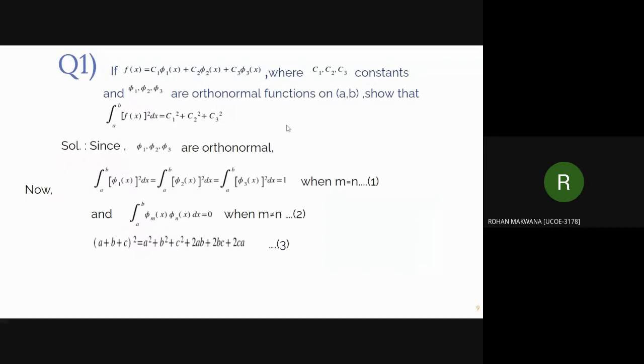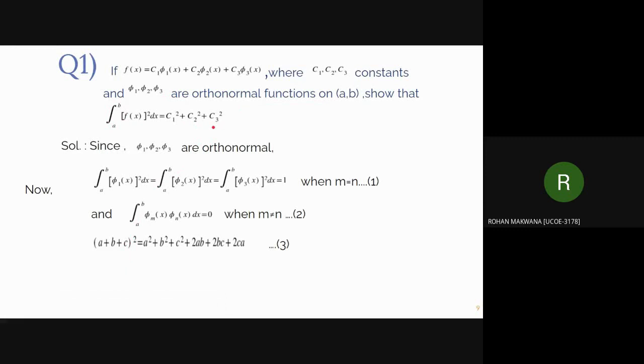The question of the first numerical is as follows. If f(x) is equal to c1 phi1(x) plus c2 phi2(x) plus c3 phi3(x), where c1, c2, c3 are constants and phi1, phi2, phi3 are orthonormal functions on [a, b], show that the definite integral from a to b of f(x) squared dx is equal to c1 squared plus c2 squared plus c3 squared.